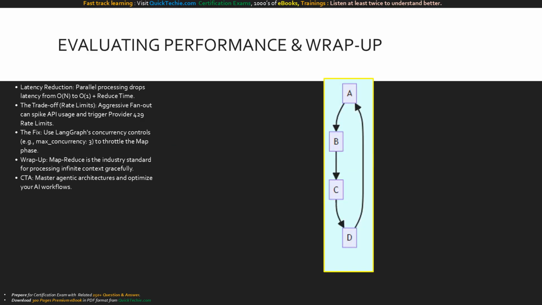While MapReduce is incredibly powerful, we must engineer around the trade-offs. Parallel execution drastically reduces latency, shifting time complexity from linear to near constant. However, fanning out aggressively to 50 chunks simultaneously will spike your API token usage and trigger 429 rate limits from your LLM provider. The enterprise fix is utilizing concurrency controls such as setting max concurrency to 5 during your graph invocation to batch the parallelization safely.